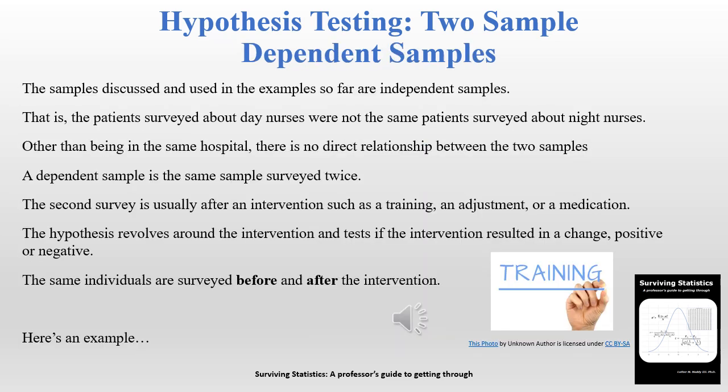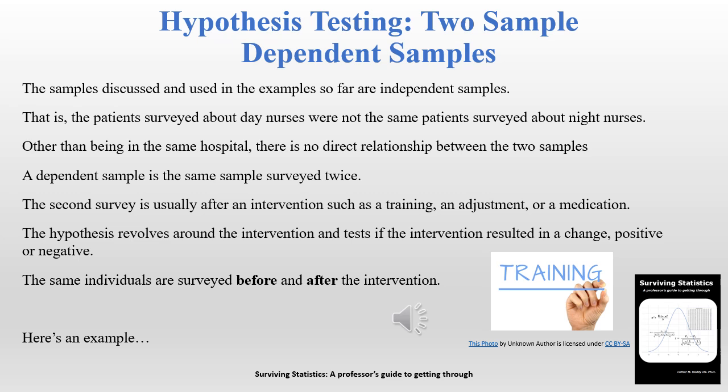Well, now we need to introduce the concept of dependent samples. Up to this point, the samples that have been discussed have been independent samples. They're not related to each other in any way other than they're in the same hospital. A dependent sample, on the other hand, is the same individual surveyed twice.